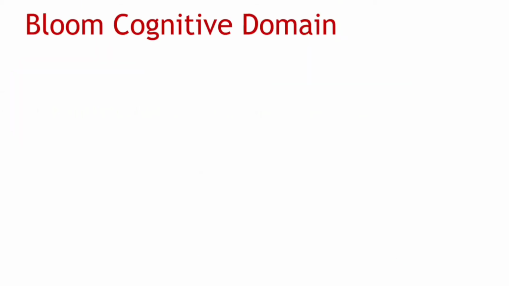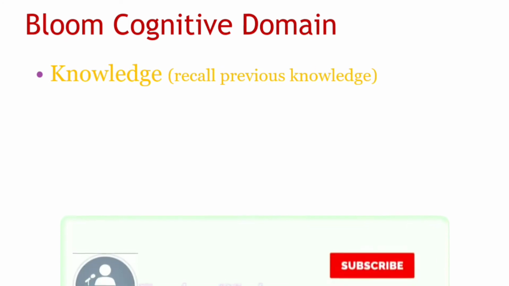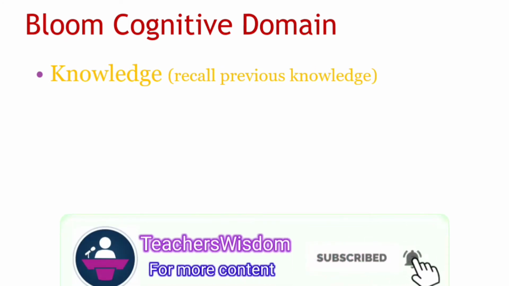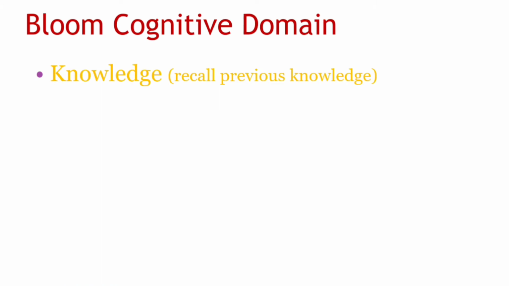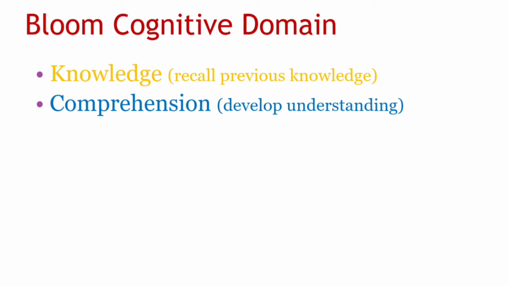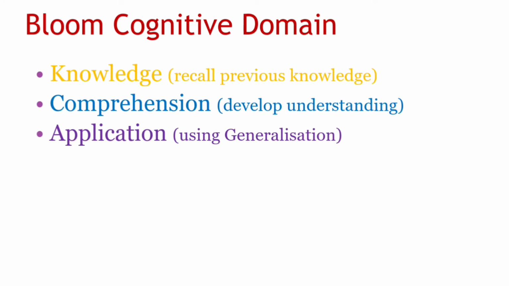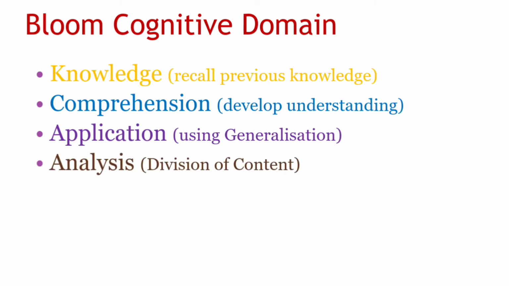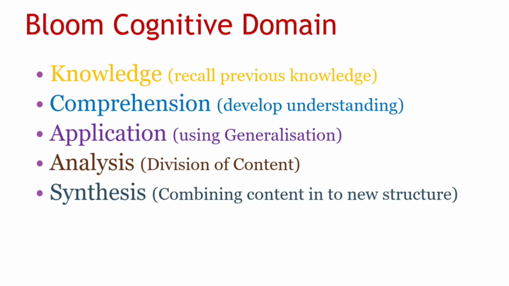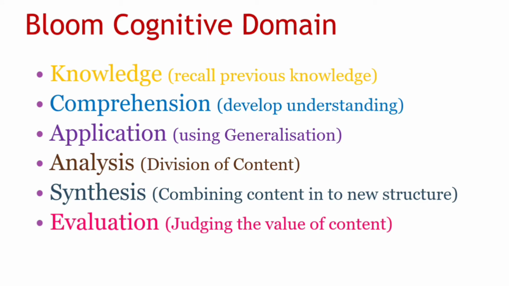Bloom's cognitive domain is divided into basically 6 components. First is knowledge, which is related with recalling previous knowledge. Second is comprehension, which means developing the understanding of the child. Third is application, which means using generalization, analysis, division of content. Then synthesis means when you are combining the content in a new shape or a new structure. Evaluation means judging the value of the content, whether you understand the content or you are able to apply that content in your real life experiences or not.